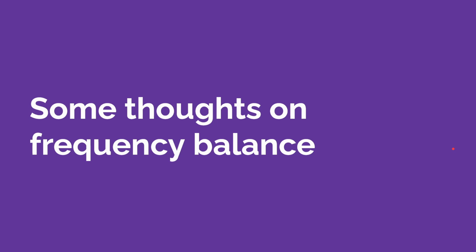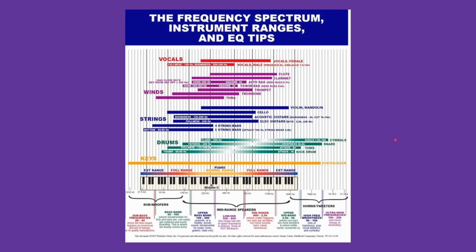Next, let's talk about frequency balance. This is another super important aspect of arrangement. Okay, so I found this chart, stole it off the internet. If you look at this chart here, you can see we have the instruments, we have the piano here, but what I really want you to pay attention to is this section right here. You can see it's delineating these sections on the piano.